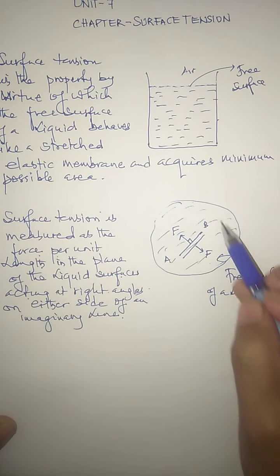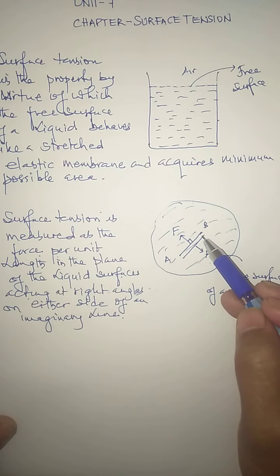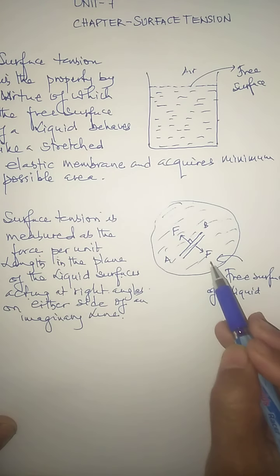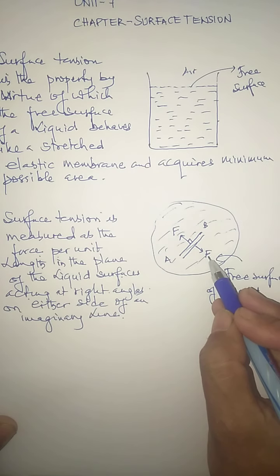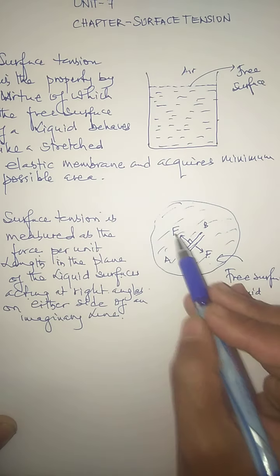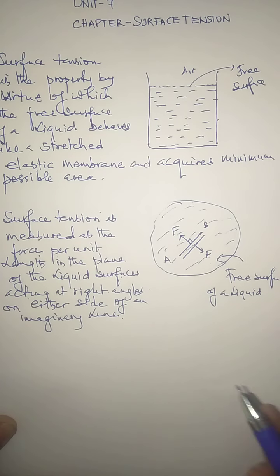So if you look at this diagram, this is the free surface of the liquid, and on the imaginary line, the force is acting on a certain length, but always at right angle to the imaginary line, and this force per unit length is actually measured as surface tension. So children, remember this, surface tension is always measured as force per unit length.